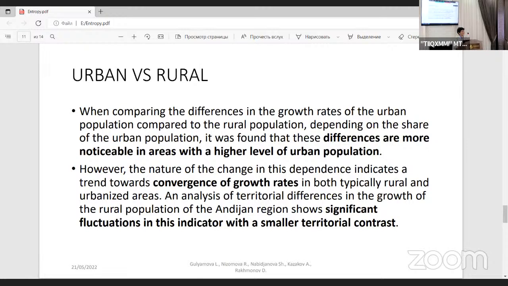And what are the reasons for this? But the nature of the change with the dependence indicates a trend towards a convergence of growth rates. It was typically rural and urbanized areas. Analysis of territorial differences in growth of the rural population of the region shows significant fluctuations in this indicator with a smaller territorial.